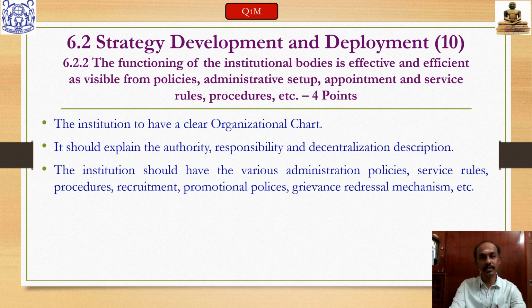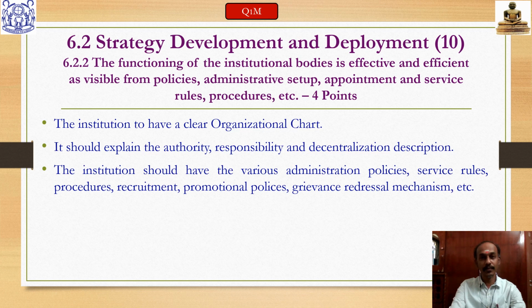The functioning of the institutional bodies is effective and efficient as visible from policies, administrative setup, appointment and service rules, procedures, etc. So as I said, the institution should have a proper organizational structure which should specify the authority and responsibility, where delegation of authority takes place, and you cannot delegate the responsibility. One of the important Henri Fayol's principles is that authority can be delegated, but responsibility cannot be delegated.